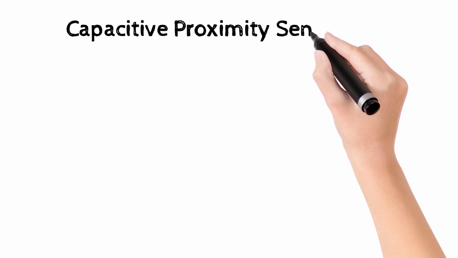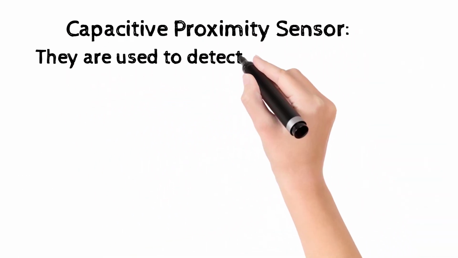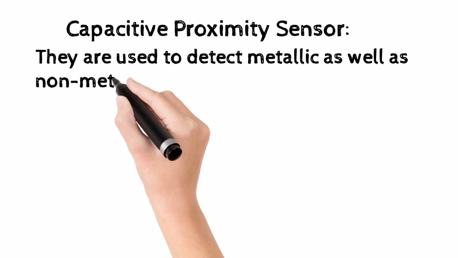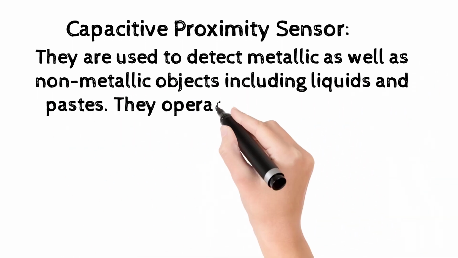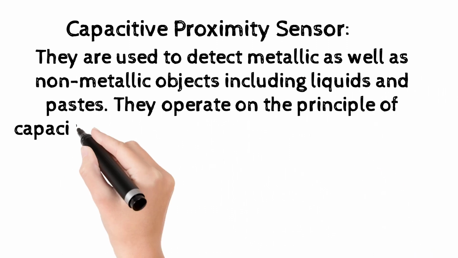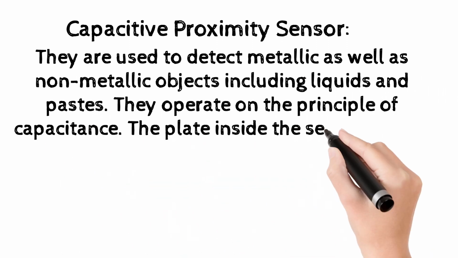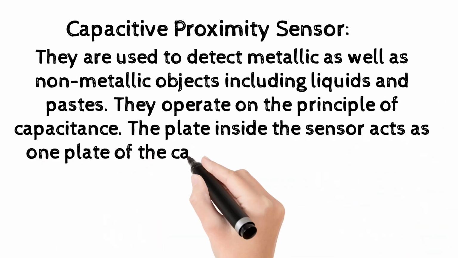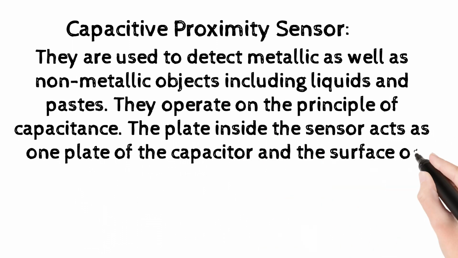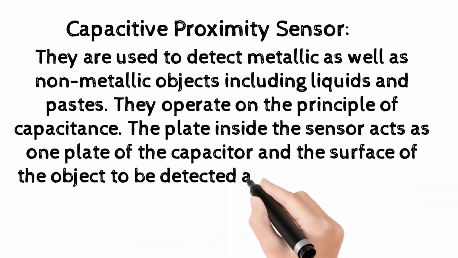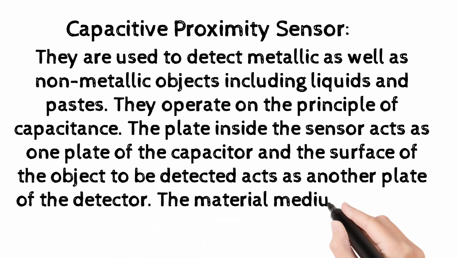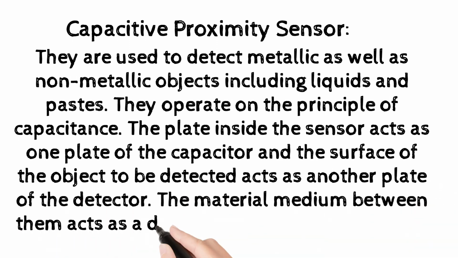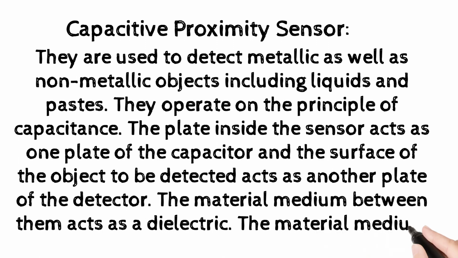Capacitive proximity sensor. They are used to detect metallic as well as non-metallic objects, including liquids and pastes. They operate on the principle of capacitance. The plate inside the sensor acts as one plate of the capacitor, and the surface of the object to be detected acts as the other plate. The material medium between them acts as a dielectric. The material medium is most commonly air.